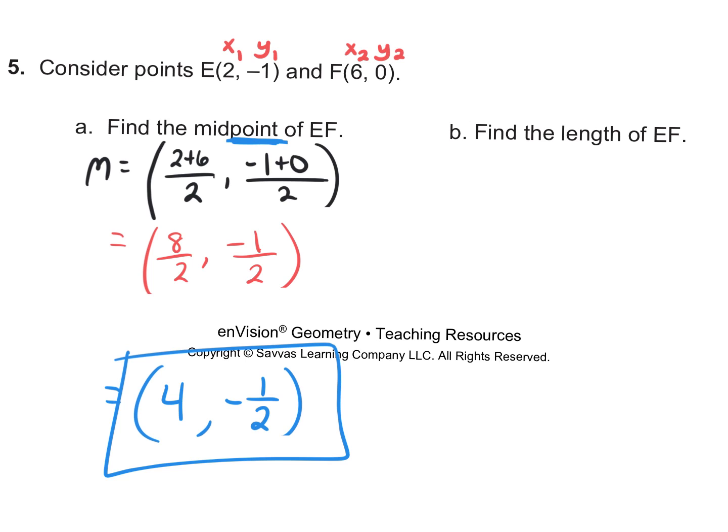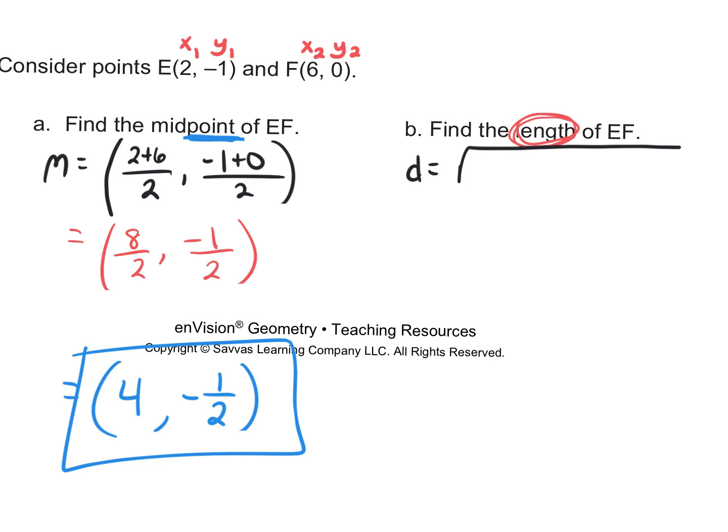Part B says find the length. What does length mean? Distance. Find the distance from point E to point F. What's the biggest difference other than the square root in the distance formula compared to the midpoint formula? Yep, instead of adding the x's, you are now subtracting the x's and the y's. Okay, so this turns into 2 minus 6 squared plus negative 1 minus 0 squared.